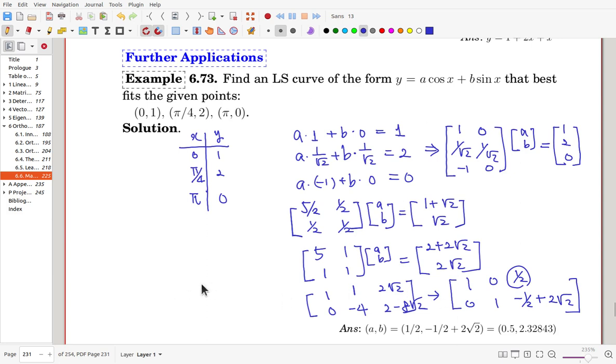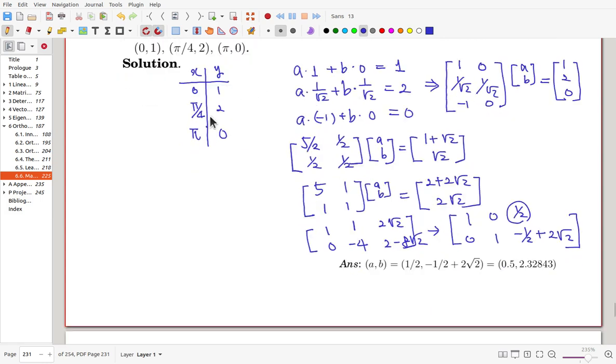So we found A and B, and if you plug in A and B, then that will be the best fitting curve for the data points.